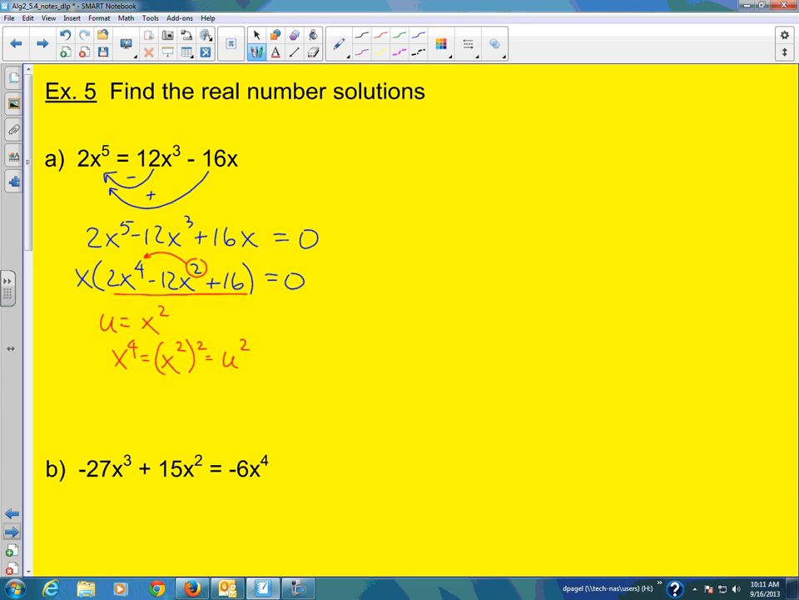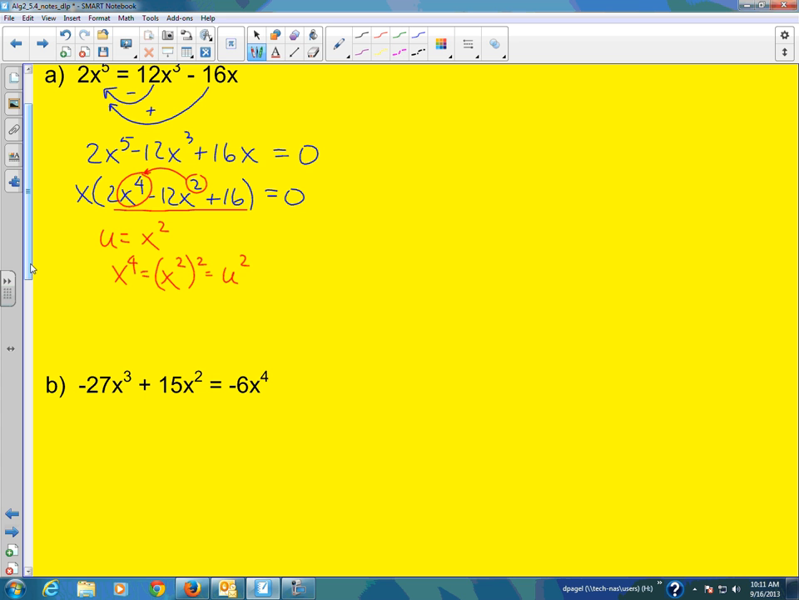So if you always let the middle power become u, then that means the front power that's twice the middle one will always become your u squared component of this quadratic form. All right, so we're going to factor the trinomial here using our u's. We would get 2u squared minus 12u plus 16. So I'm just taking this and putting it in with u's instead of x's, and we're going to factor this.